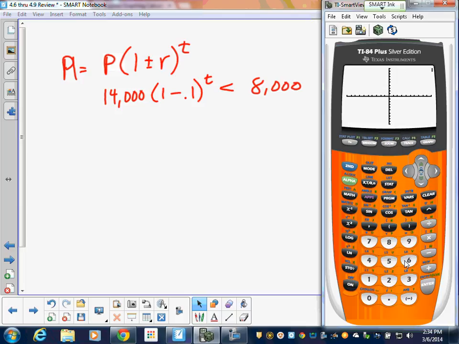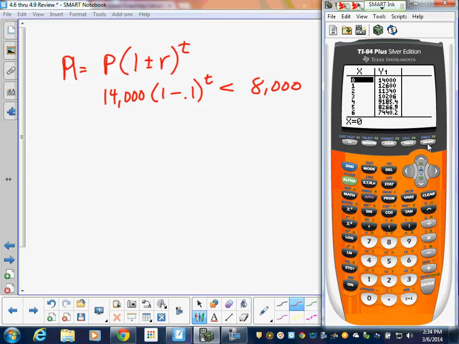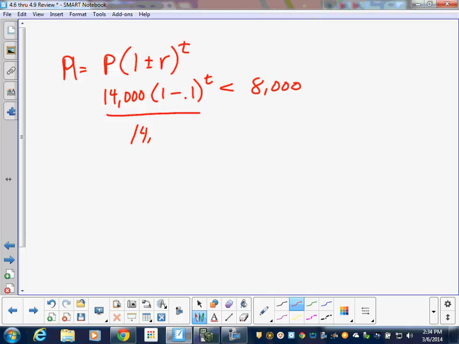Can't see it because my window's not set. I'm meaning to hit table. But there's a picture of you buying that right there. Now, it wants us to calculate it out. It wants us to figure out what, divide by 14,000. Again, this is 0.9 to the t is less than 8 over 14. 8 over 14 is a fraction; 2 goes in there, so this is 4/7. Nice.